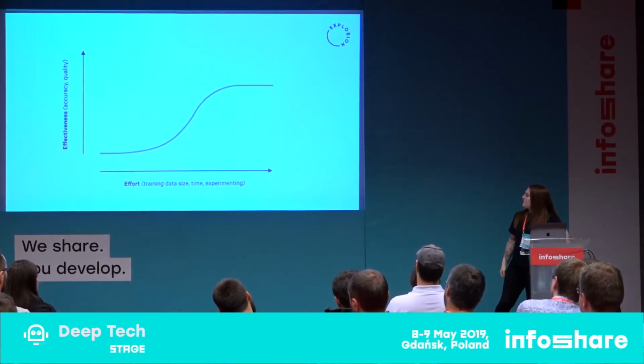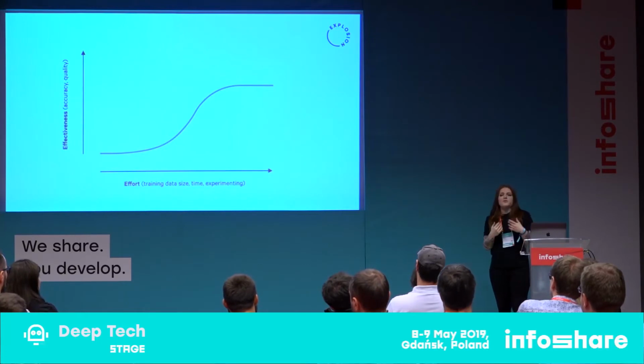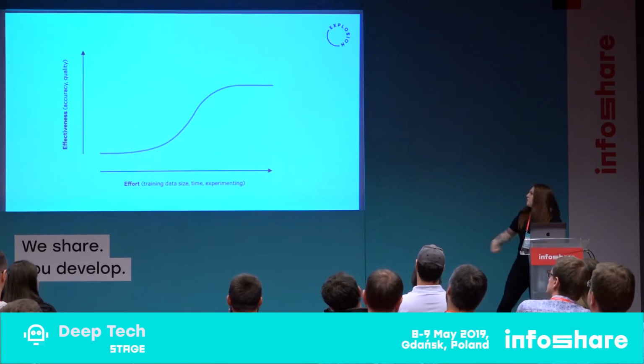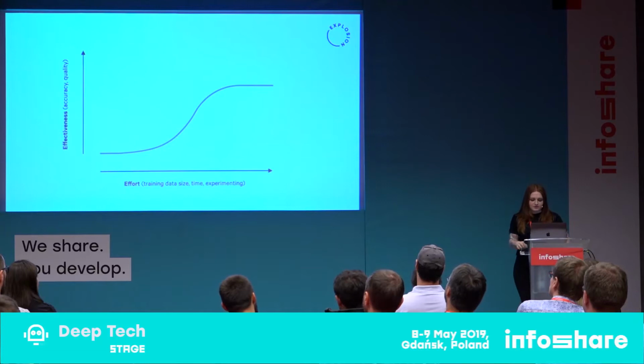Here's a very non-scientific graph. On that axis, we're mapping the effort, which is how much time you spend, but also the size of your training data, how much work you put in, and how much you experiment. On the other axis, we have the effectiveness, which includes your model accuracy, but also how useful your model is. Because you can have great accuracy, but if your model doesn't actually do what it's supposed to do, it's kind of useless. So that's also how happy you are with the results.